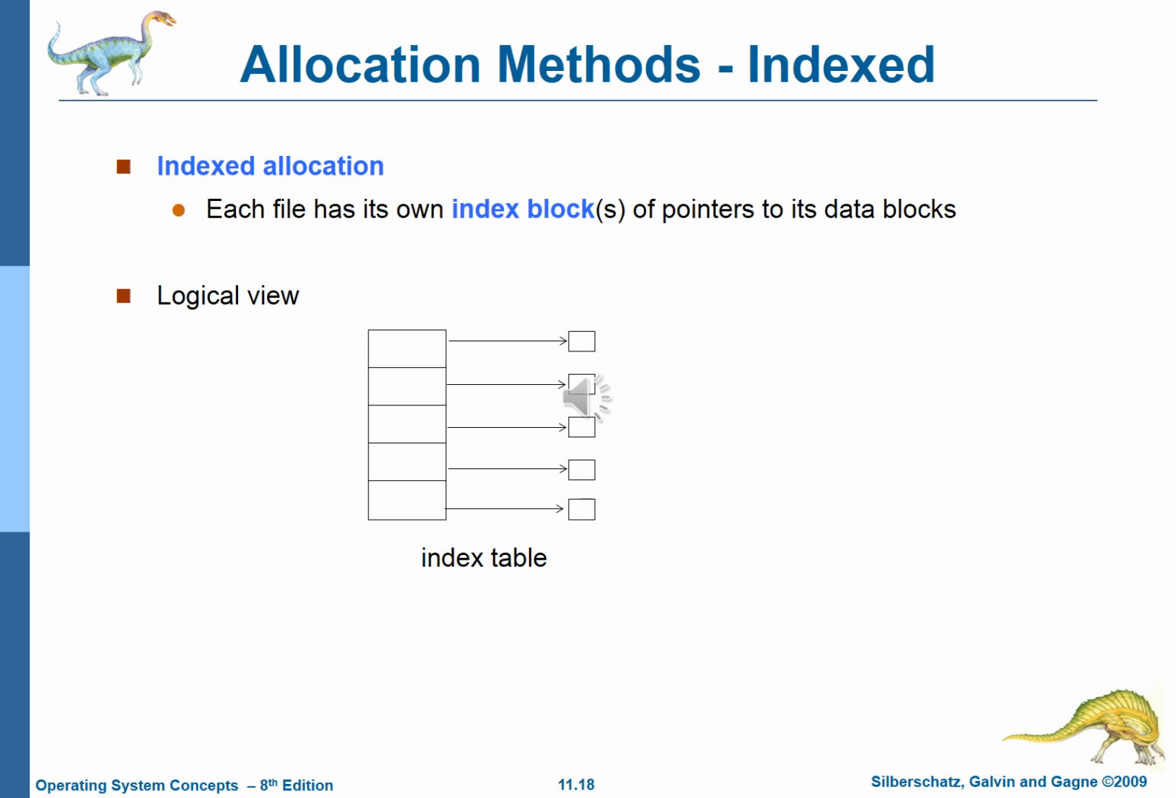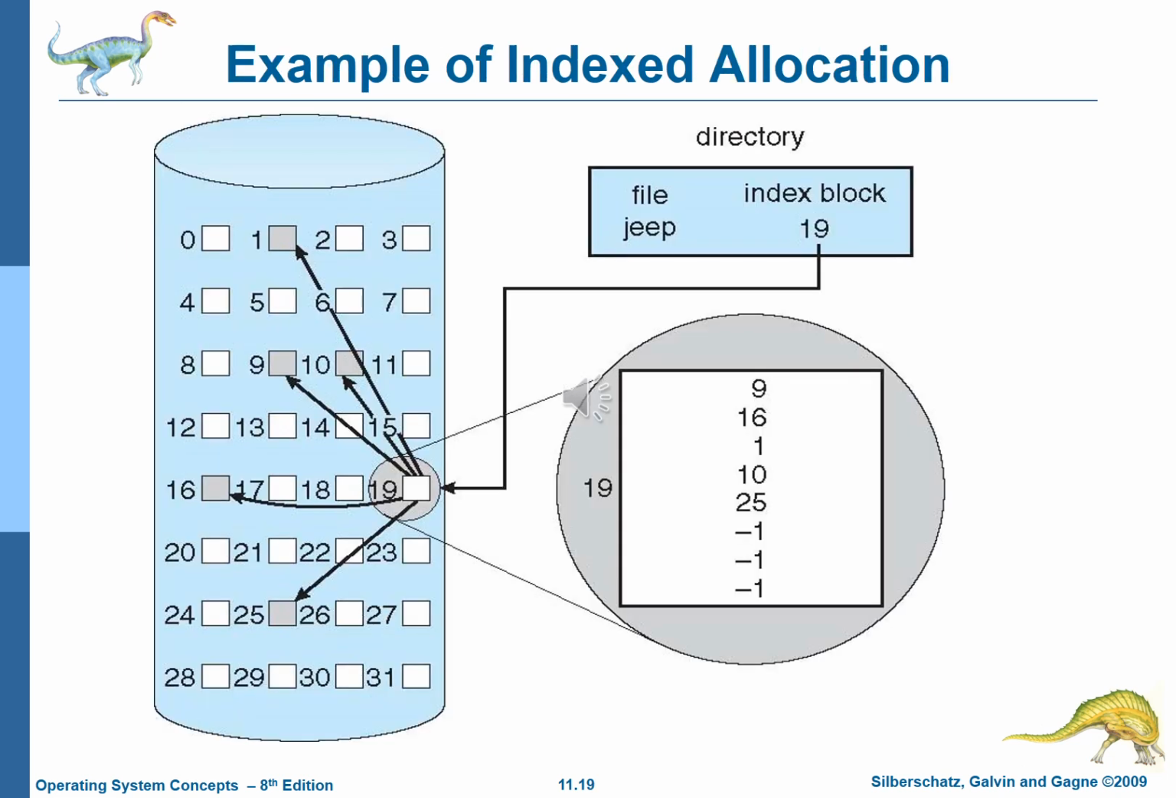Another allocation method is index allocation. There will be an index block which points to all the blocks of a file. The index table is stored in an index block. This is an example of index allocation. The directory structure contains the index block of each file. Like the index block of file zip is 19. So block number 19 contains the location of each block of this file. The first block is stored in block number 9, the second block is at block number 16, and so on.